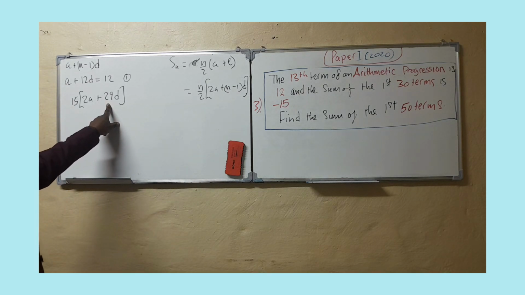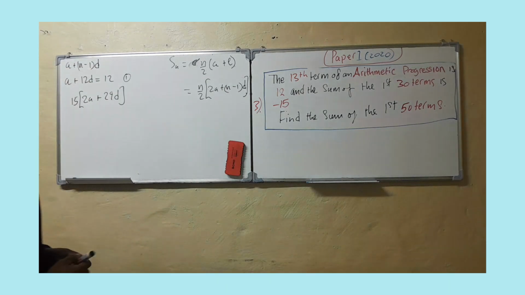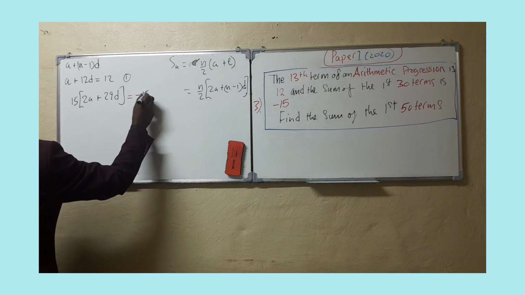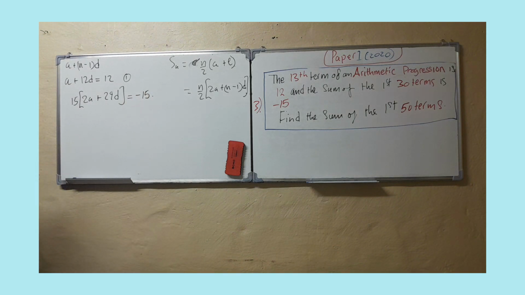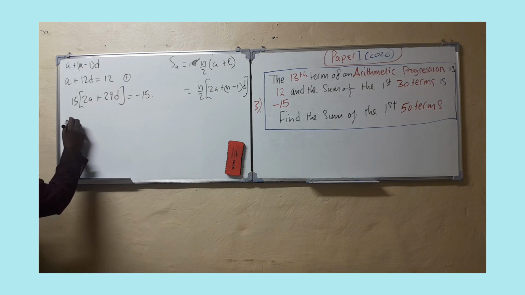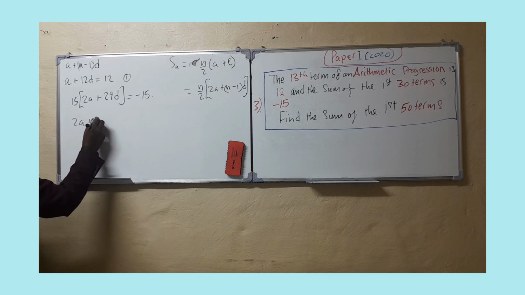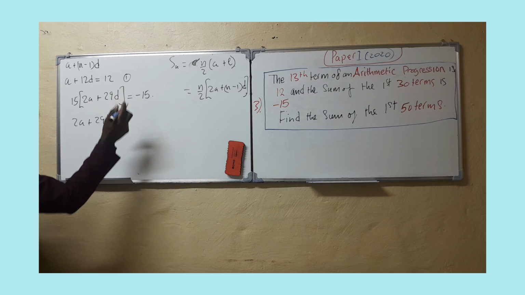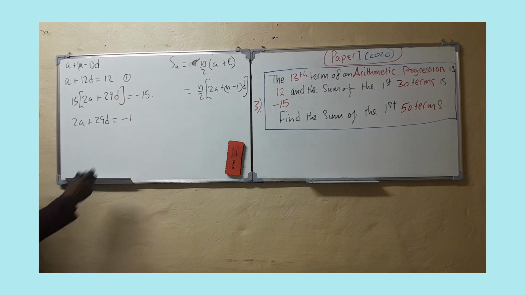And what is this equal to? We are told it's minus 15. So we can write this is equal to minus 15. Right. Surely we can divide right through by 15 and say 2a plus 29d is equal to 15 into minus 15, that's minus 1. So now that is equation number 2.